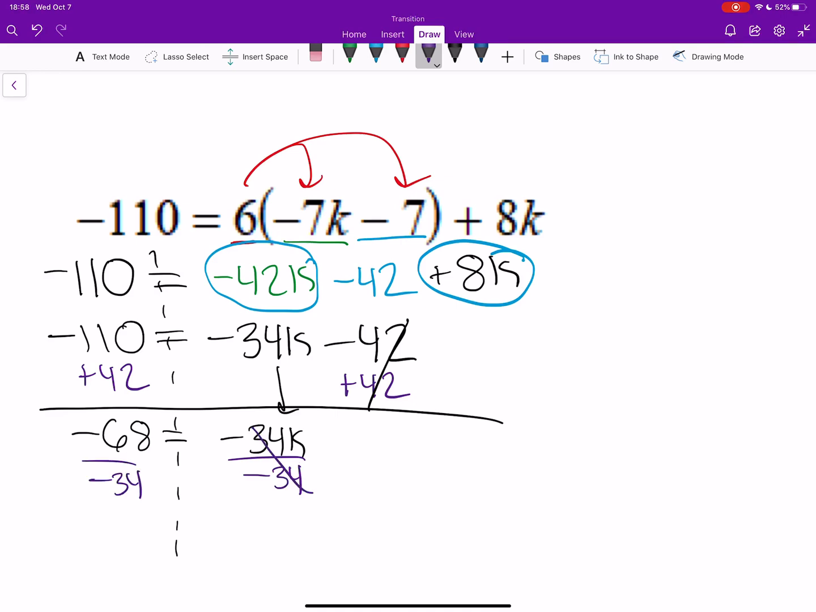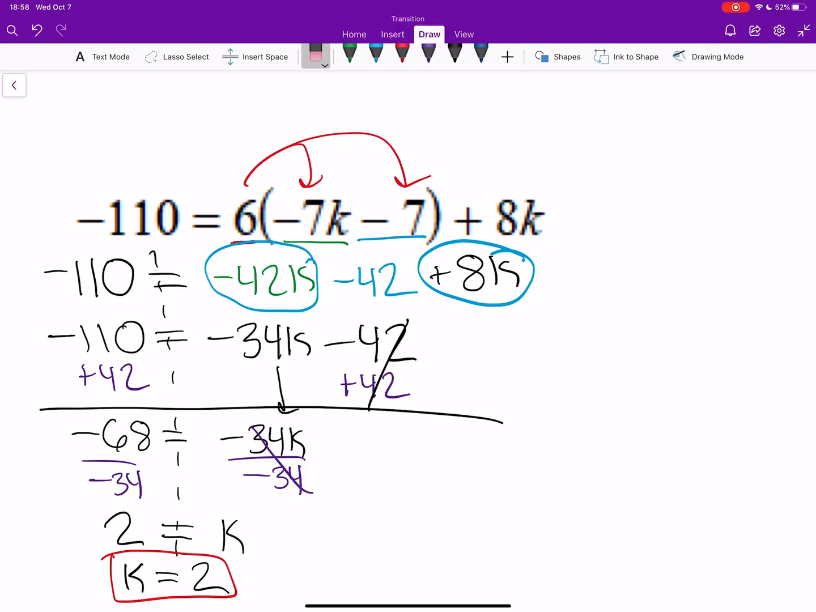I'm going to type what I see on the left-hand side into my calculator just to make sure I get it right. And it's going to tell me that k equals a positive 2, or 2 equals a positive k. And just because I like my variable coming first, I'm going to rewrite that at the very end. But both of those are acceptable answers. Okay, and that's how I solve that.